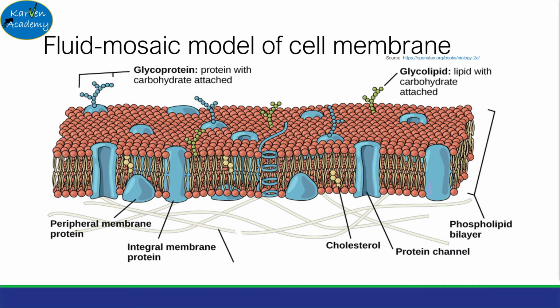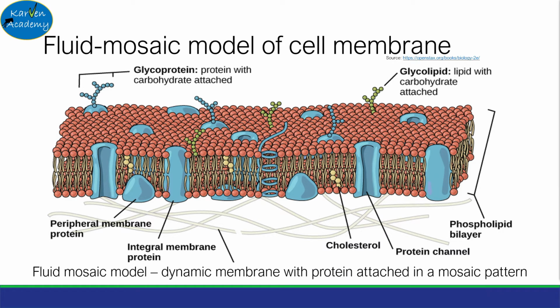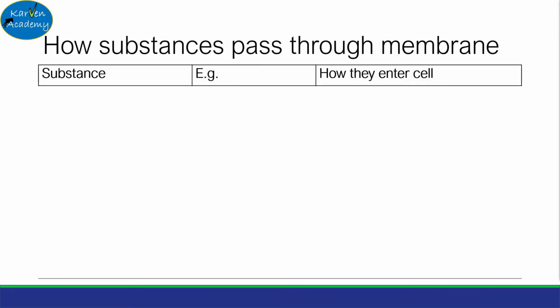Here is an enlarged view of the cell membrane. We describe the cell membrane as having a fluid mosaic model. This essentially means that the cell membrane is dynamic. It constantly moves about. The proteins attached to the cell membrane create a mosaic pattern.